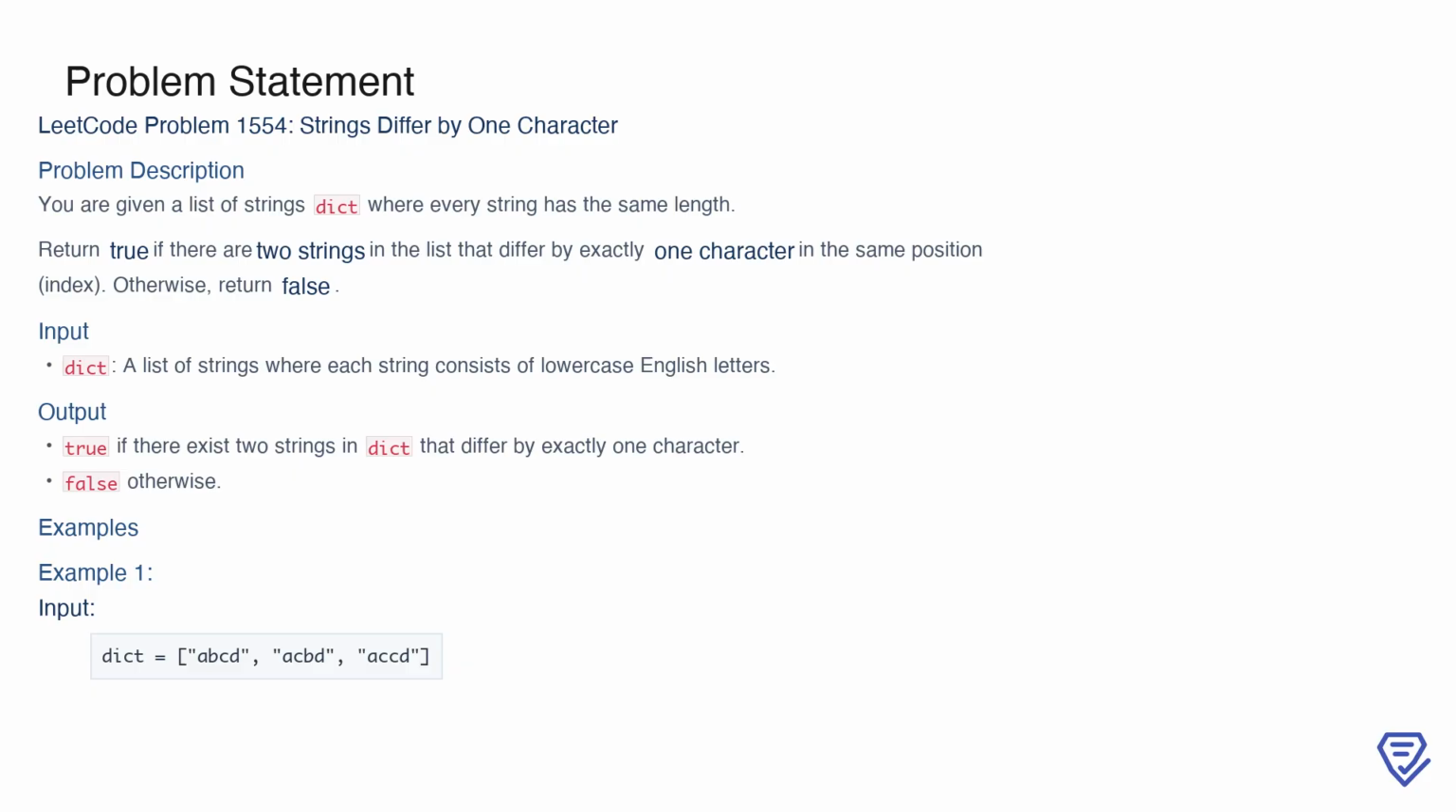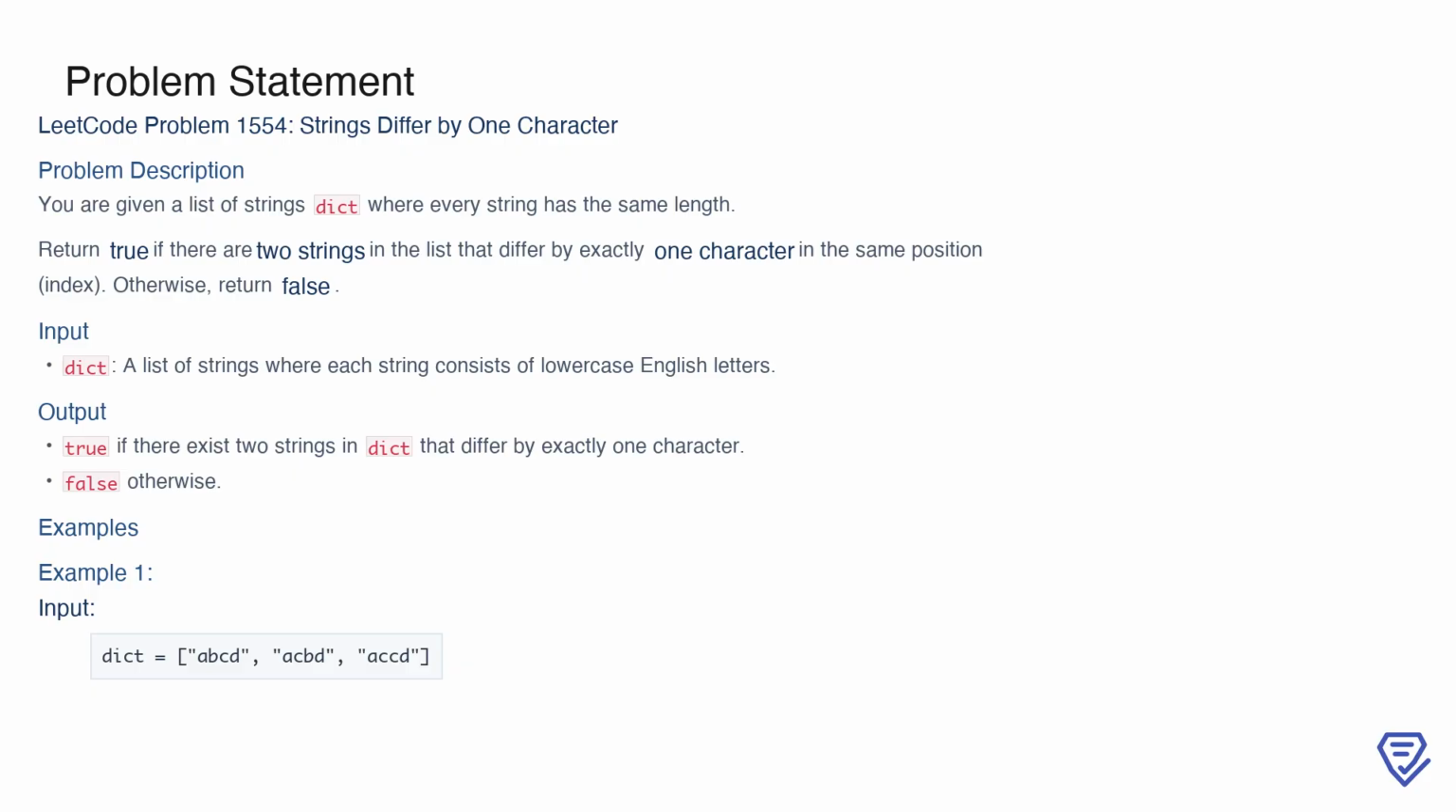Each string in the list is of equal length, and the output will be true if such a pair exists, or false otherwise. For input, we are provided with a list of lowercase English strings, and the output is a Boolean value indicating whether the condition is met. Let's begin with an example to illustrate the problem more clearly.